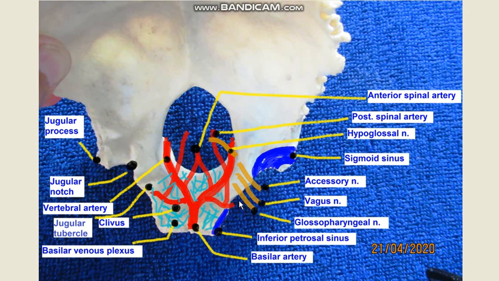So through the jugular foramen you have the inferior petrosal sinus, 9th, 10th, 11th cranial nerves, the sigmoid sinus, and emissary veins connecting the sigmoid sinus with the basilar venous plexus over here, and again veins connecting the inferior petrosal sinus with the basilar venous plexus, suboccipital venous plexus rather.